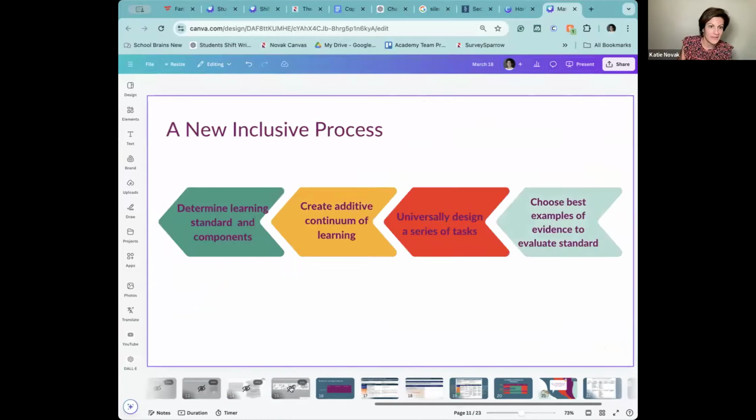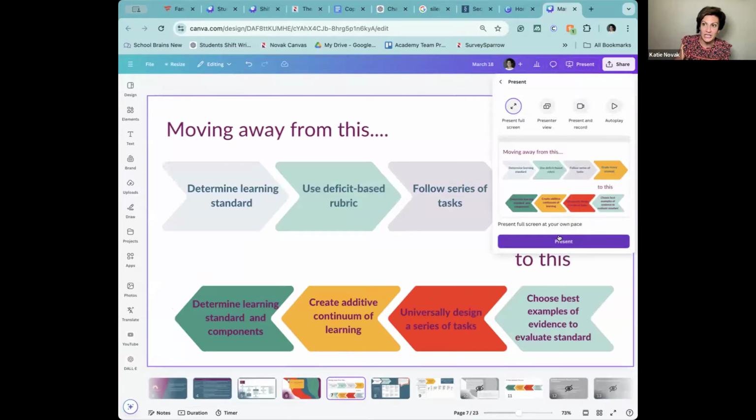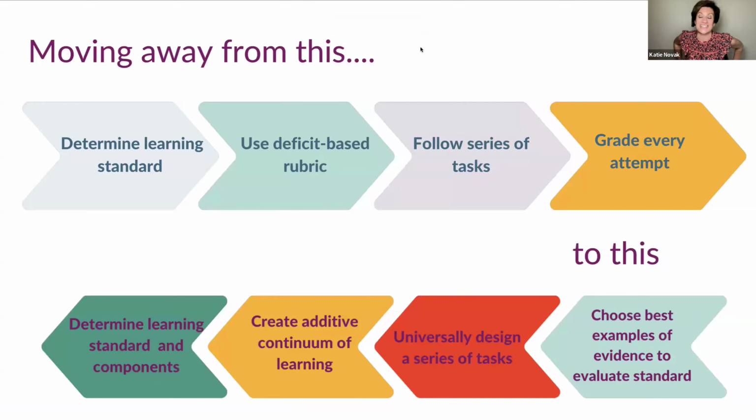All right. This is going to get real into the rabbit hole here, but I promise you it's going to be worth it. Okay, so let's start way back here. This is generally when we are communicating with families, like, how's your child doing? This is generally the process on the top: I, as a teacher, find my learning standard, and then I use a deficit-based rubric, and then I create a series of tasks, and I grade all of those tasks. And then the way that I communicate progress is the gradebook sheet, right?